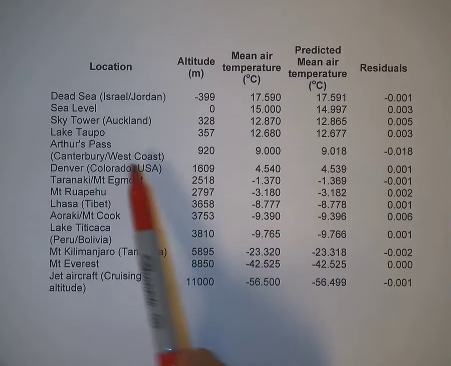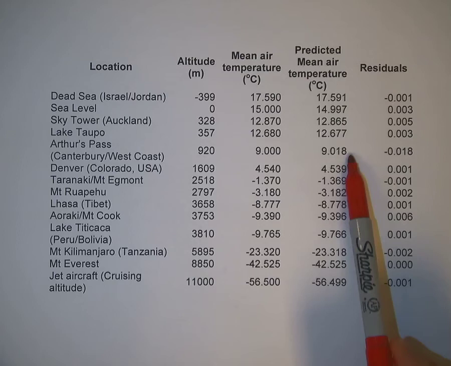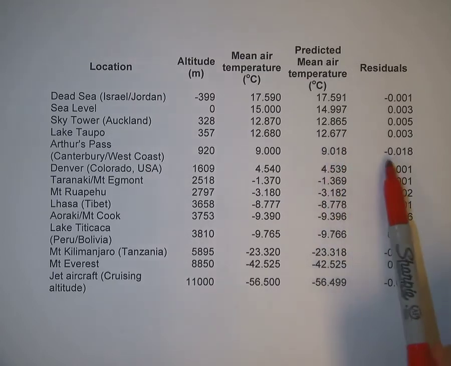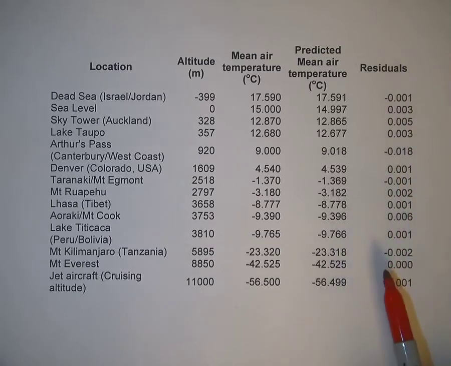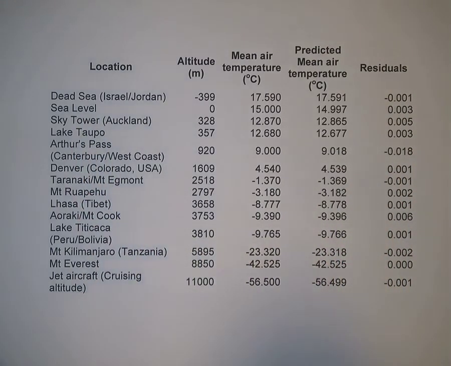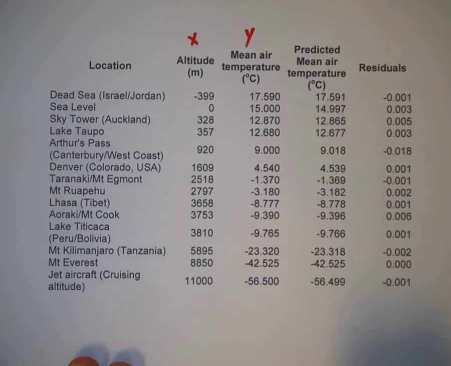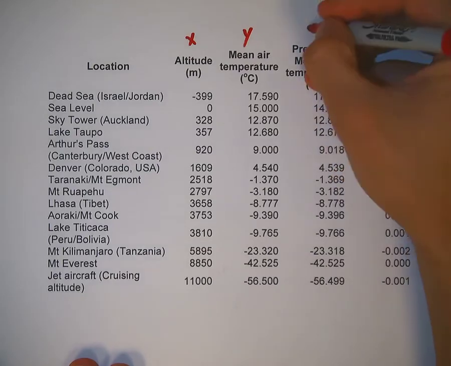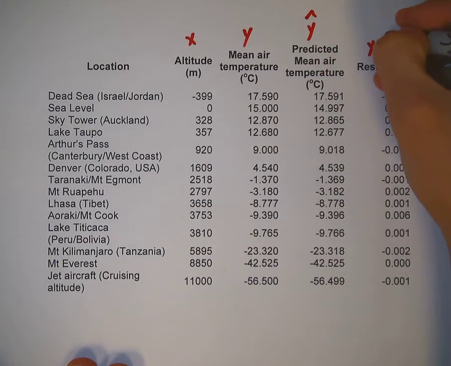Notice for Arthur's Pass, the 920, 9.00, notice here was our y hat value, and here was the residual associated with that. Okay, so basically I just did all of that for all of the places here. And if we think about each of these, those are our x and y values. Our predicted y values, these are our y hat values, and the residuals are our y minus y hat values.